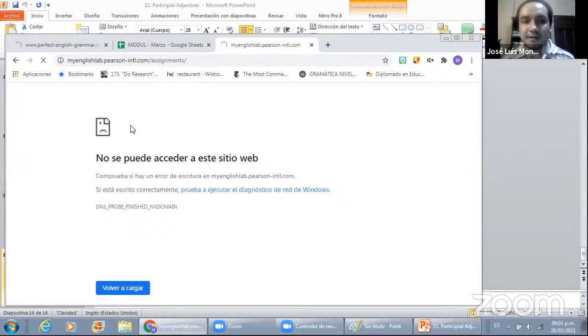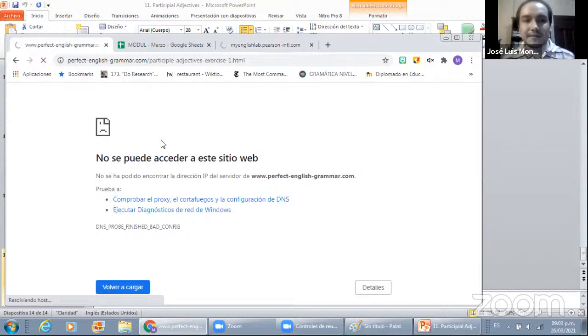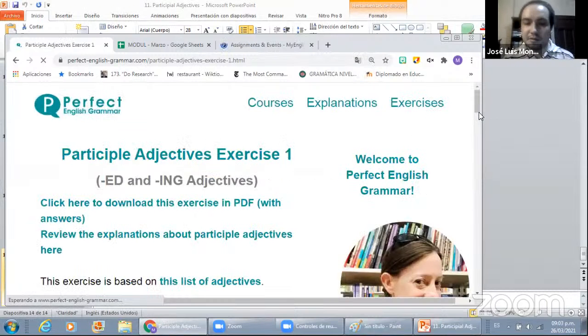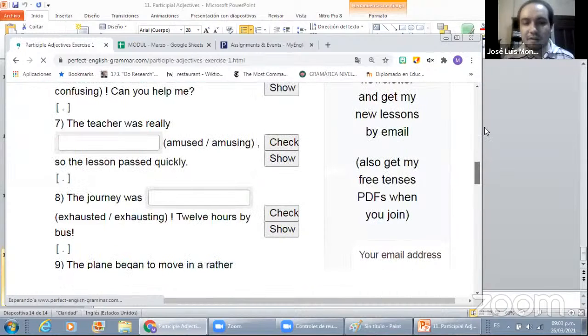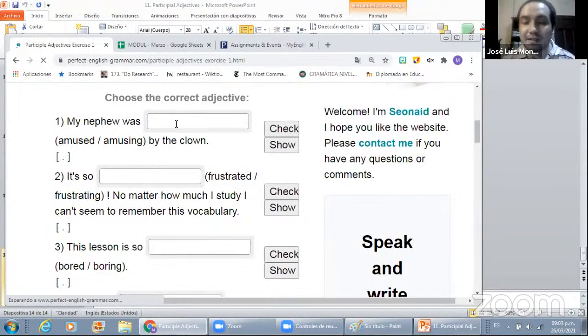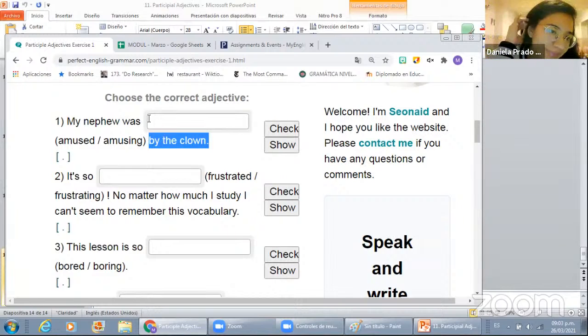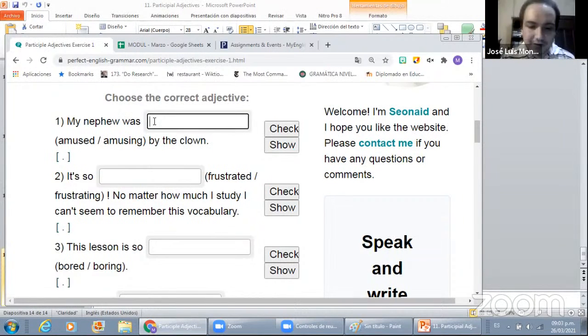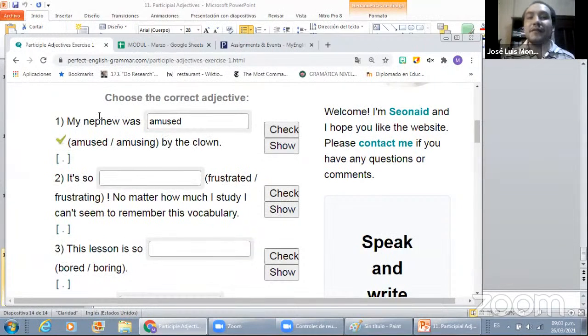All right, I think the internet is not working very well. Okay, let's work with this first, please. It's very short. We're not going to do everything, just 6 of these examples. Let's begin with this one, please. Daniela, the first one says, my nephew was amused or amusing by the clouds. What do you say? Amused. All right, and we're going to check. Correct, right? Why? Because the nephew is feeling that, right? Correct. Thank you very much, Daniela.